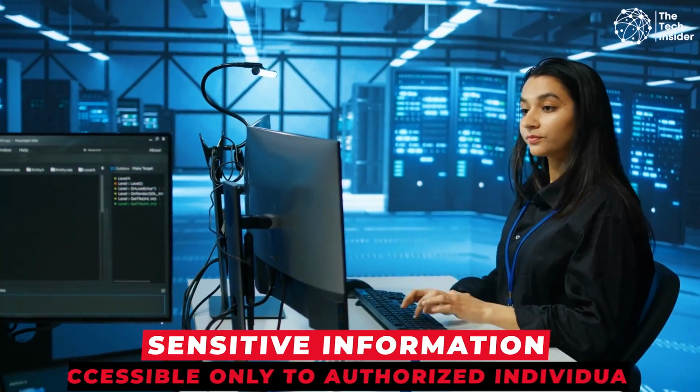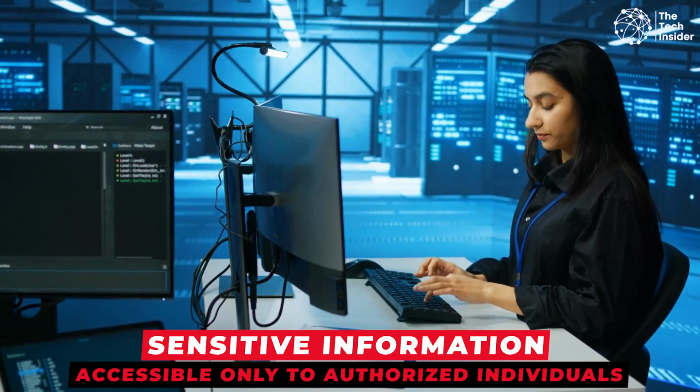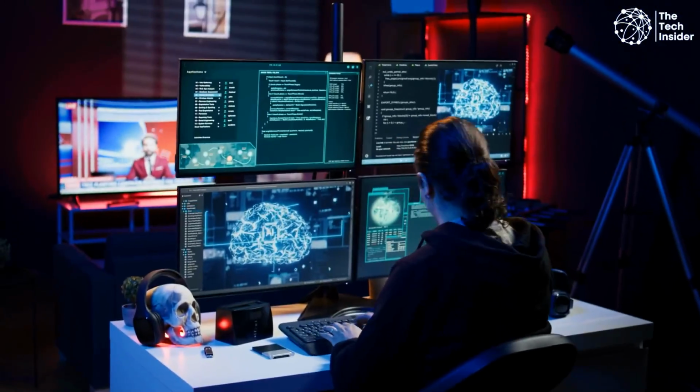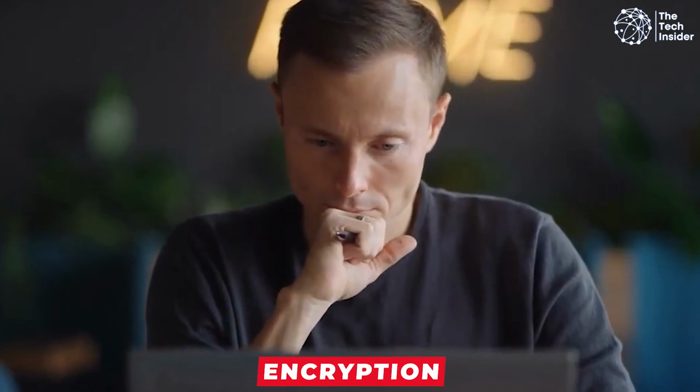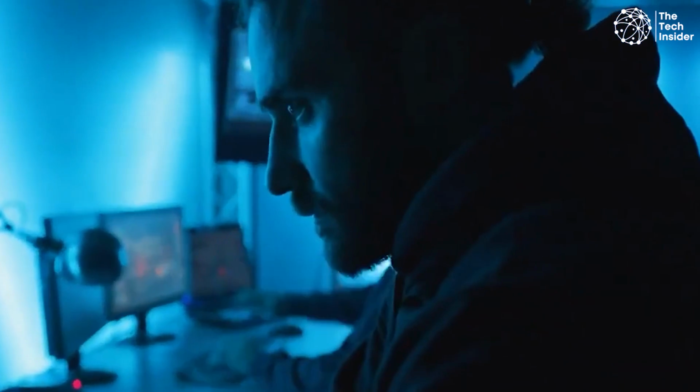Confidentiality is a fundamental principle of cybersecurity, ensuring that sensitive information is accessible only to authorized individuals. This concept is crucial for maintaining privacy and protecting data from unauthorized access and disclosure. One of the primary methods for ensuring confidentiality is encryption. Encryption transforms data into a coded format that can only be deciphered with the correct decryption key.